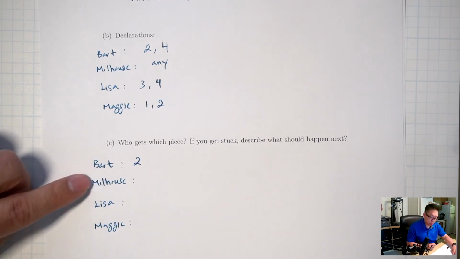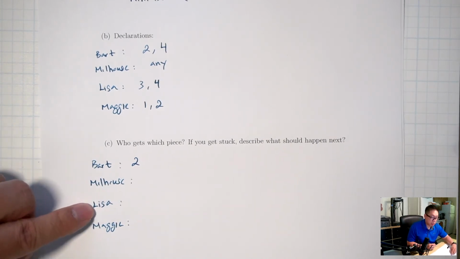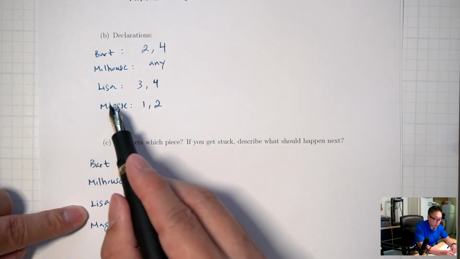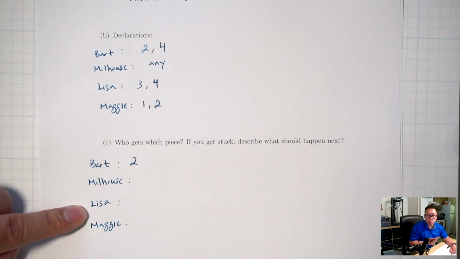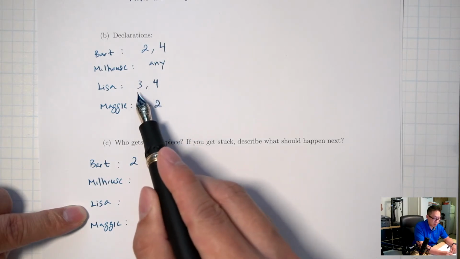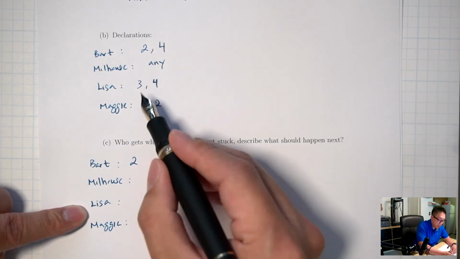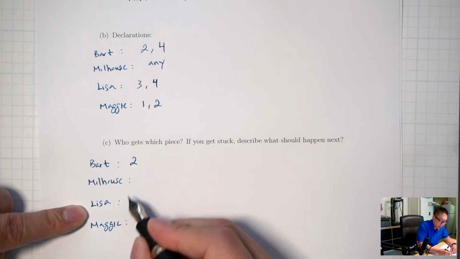Okay, Milhouse, I said we'll take care of last. Next up is Lisa. Lisa would accept 3 or 4. Which one should we give Lisa? Doesn't matter. Pick one. Let's pick 3.